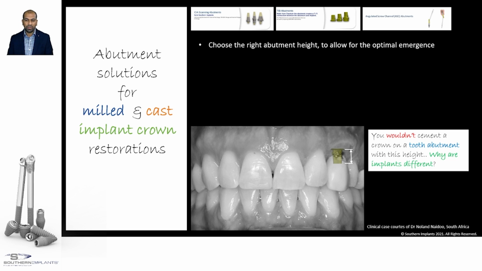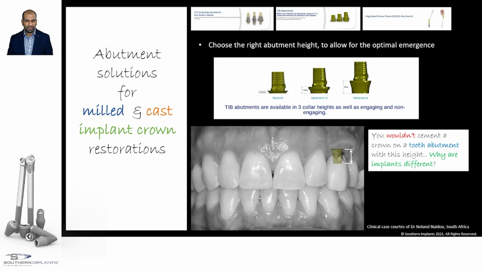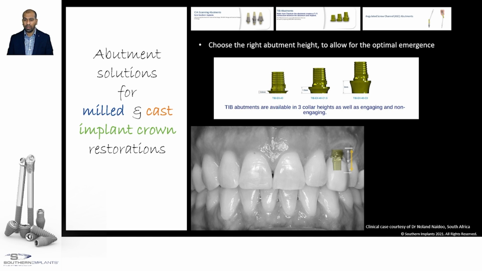Now, if there's a tooth-supported crown, would we be happy with that height? Would we cement a crown on an abutment of that height? And the answer is no, we wouldn't. So why would implants be different? If we look at the options available, we'd actually want one with a longer collar that extends the chimney and gives a more favorable crown to abutment height for cementation.